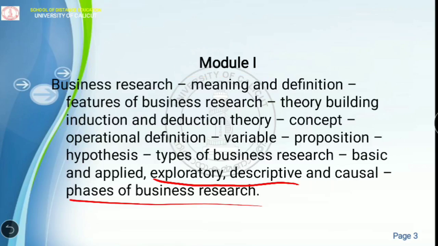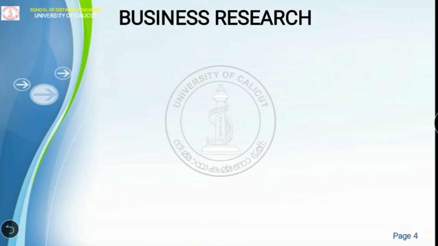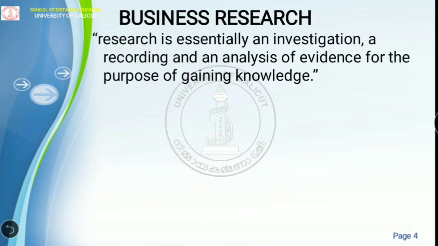So the first module includes the basic things about research, that is business research, meaning, definition, features, types, etc. Then basic and applied research, exploratory, descriptive and causal research, then the phases of business research. So firstly, let's move to the meaning of research and business research.